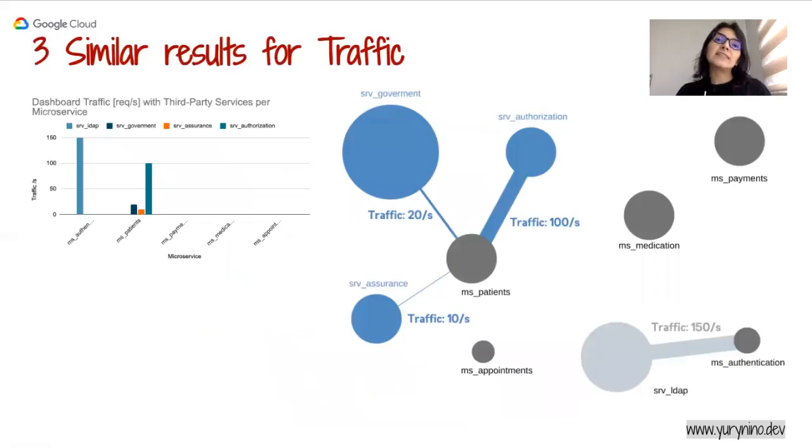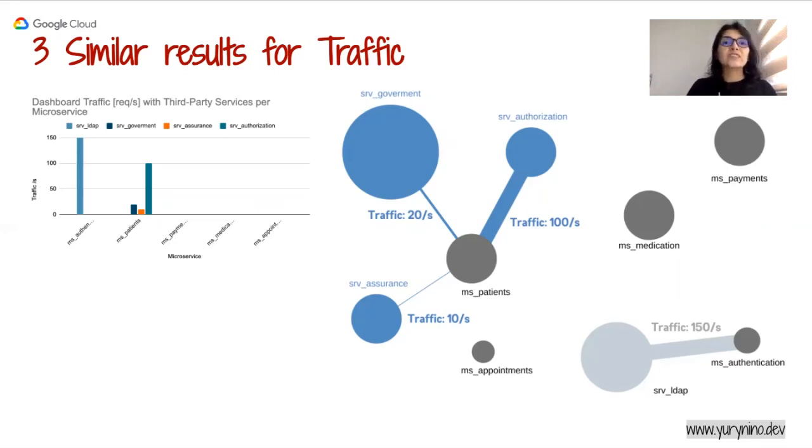Regarding traffic signals, a classical bar chart and a geometric metaphor were used to ask the participants which third-party service has more traffic. In this case, the interaction between the original microservices and the new third-party services, service LDAP, service government, service assurance, and service authentication, was analyzed. They are external or third-party services that interact with our microservices.